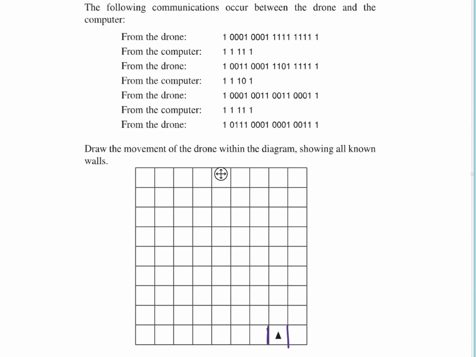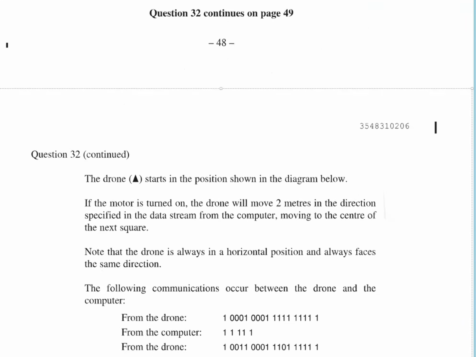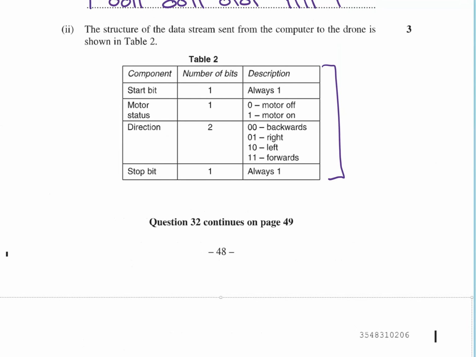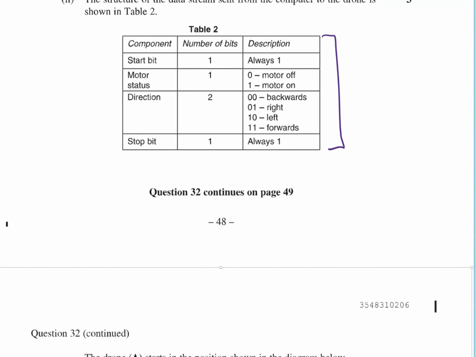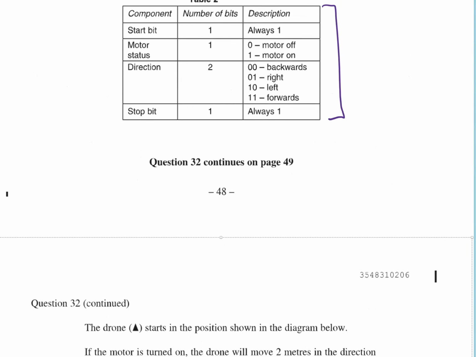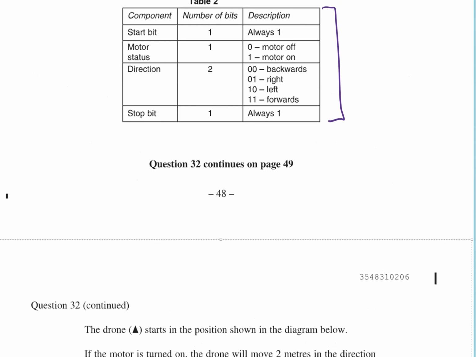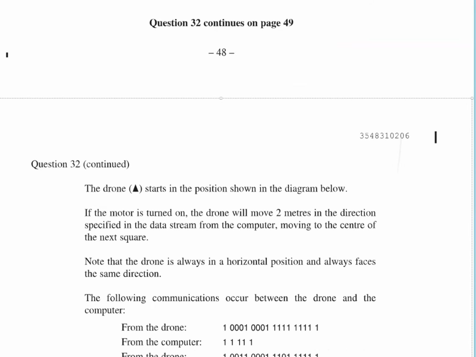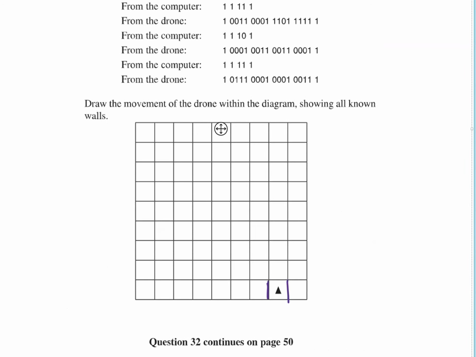And then from the computer says 1, which is our start bit, and then 1, which is motor on, and then 1, 1, which is forwards, and then 1, which is our stop bit. So it goes forward and ends up there.